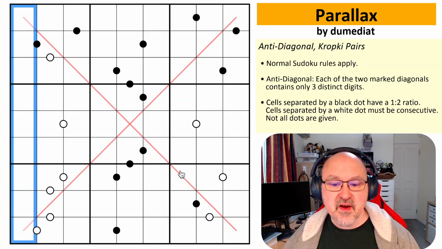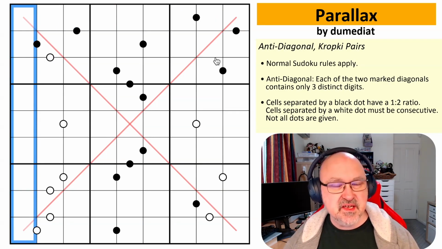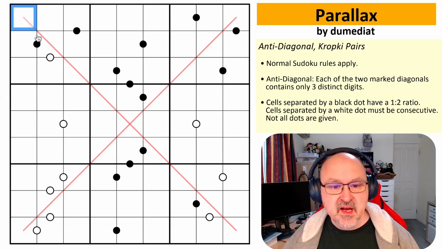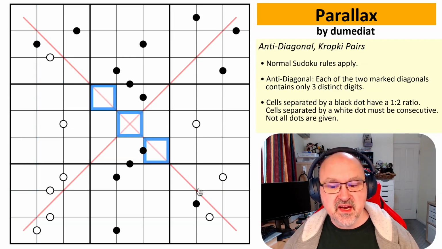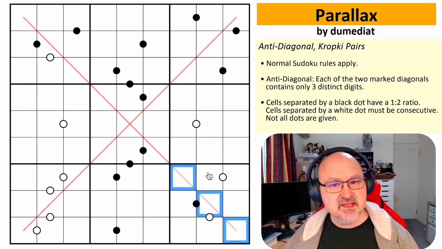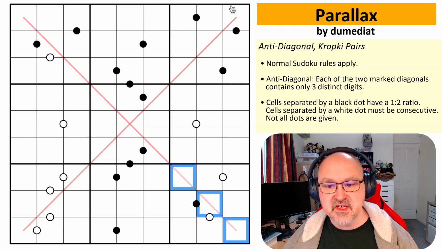Then we've got these diagonal lines, which are anti-diagonal lines. You may not have seen these before; you see them a lot in competition puzzles. What anti-diagonals mean is that in each box, the lines on an indicated diagonal must contain the same digits. So these three digits will be the same as these three digits will be the same as these three digits, and the same on the other diagonal. So that's the anti-diagonal rule.